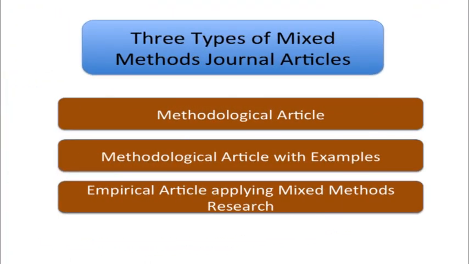That leads me to the different types of mixed methods journal articles that you could write. The first type would be what I call a methodological article, and that would be a journal article where you discuss how to do mixed methods research, how to do data analysis, how to collect data, how to utilize different designs, methodological pieces. The second would be a slight variation on that first category, a methodological journal article with specific examples.